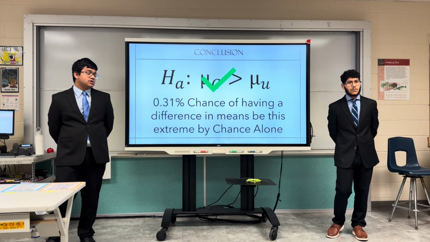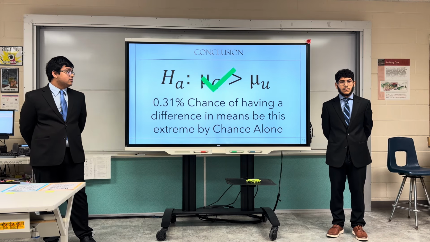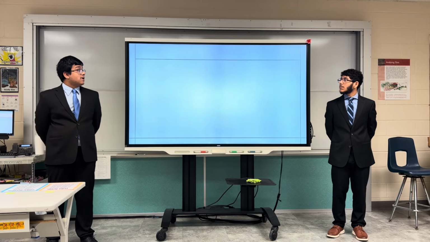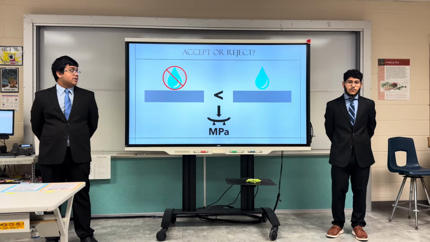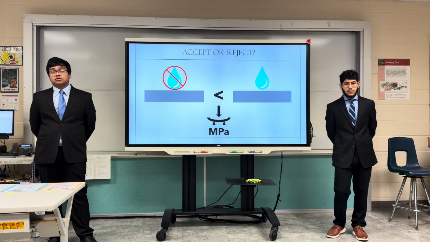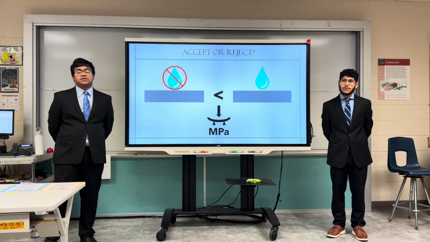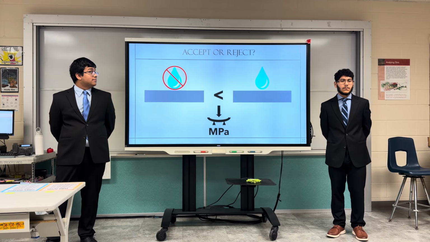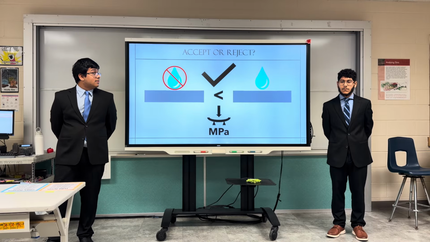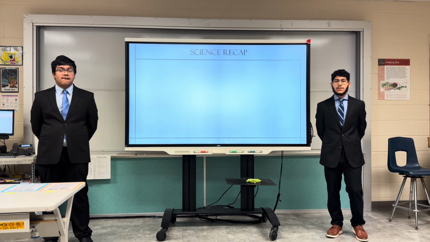As it is less than our alpha level and also very close to 0, it's very unlikely for these results to be by chance alone. This leads us to accept or reject our hypothesis, and as stated previously, our hypothesis stated that cured concrete would have a greater flexural strength than that of uncured concrete, and our data shows that this is true. This is likely to be true. So let's go back to the science to see why this happens.